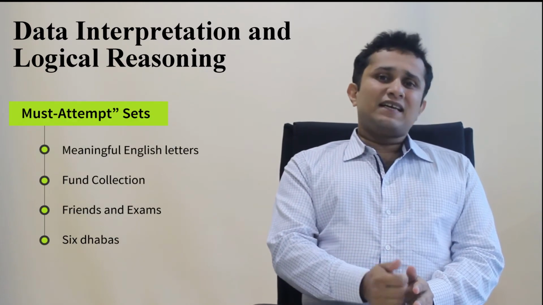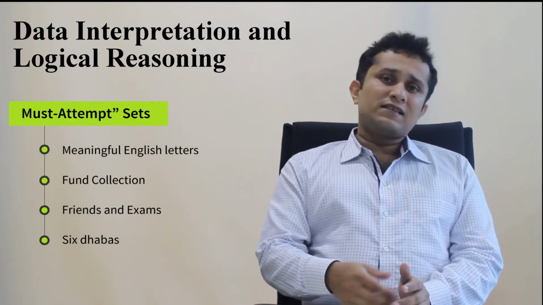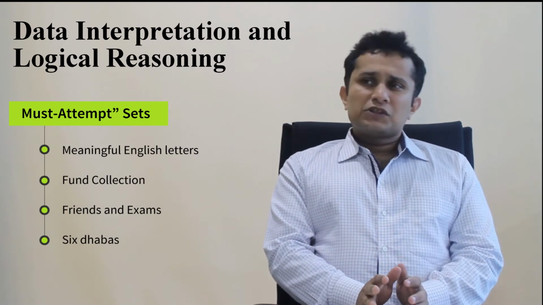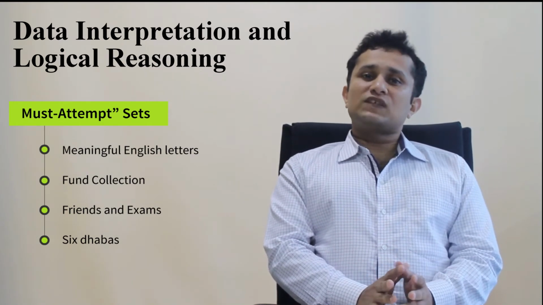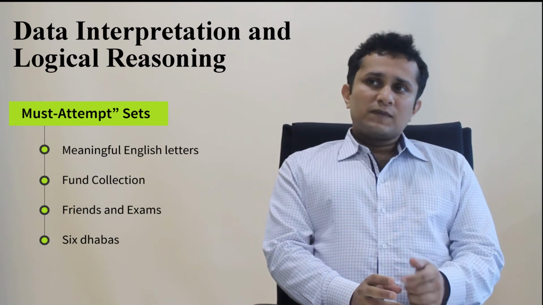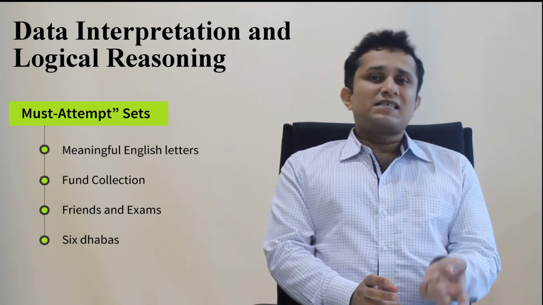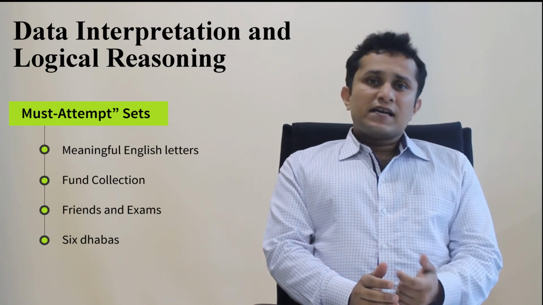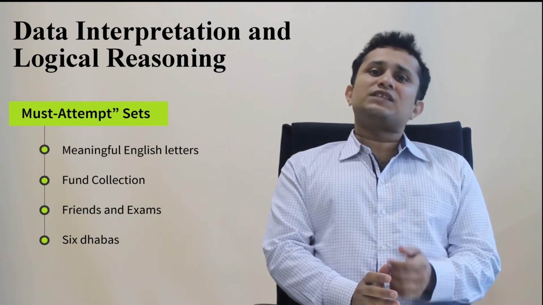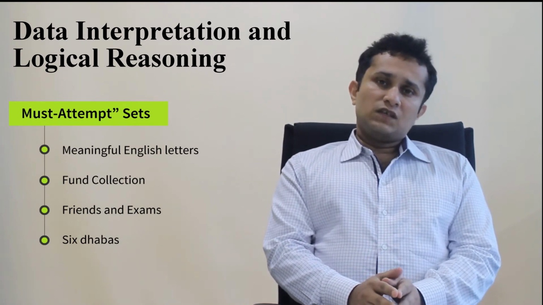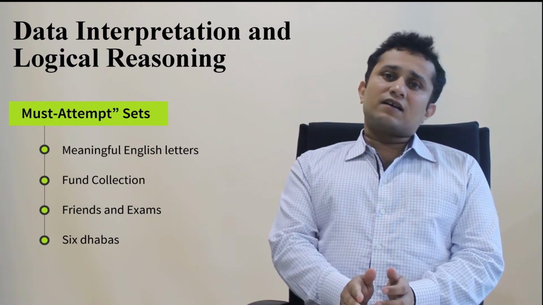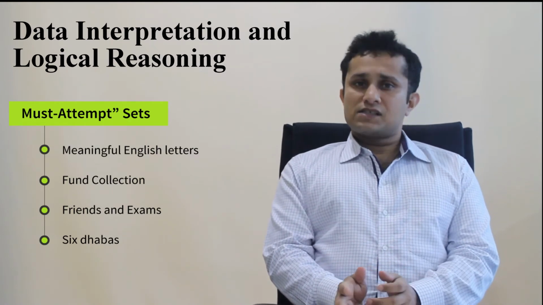There was a set where each number was assigned a code and then there was some squaring involved. That was a typical coding-decoding kind of set where you probably had to focus more on meticulousness rather than actually applying too many concepts. So that was something that you should have definitely solved. Then there was a set on 2 bar graphs based on fund collections.